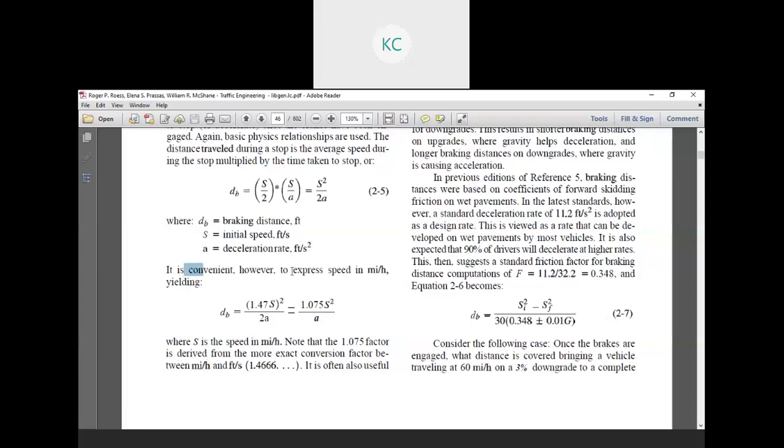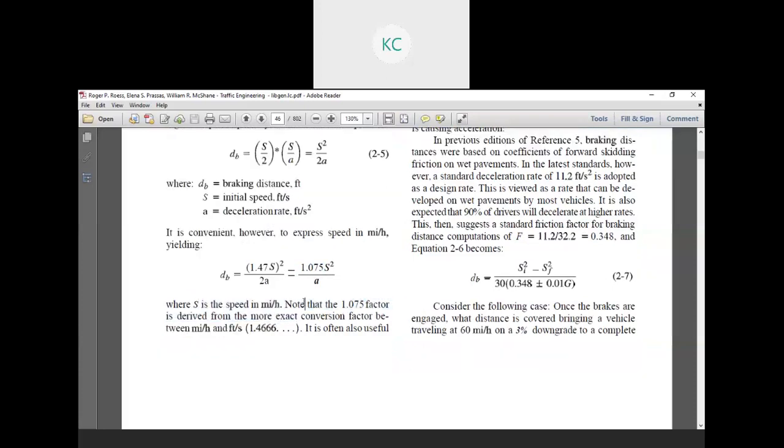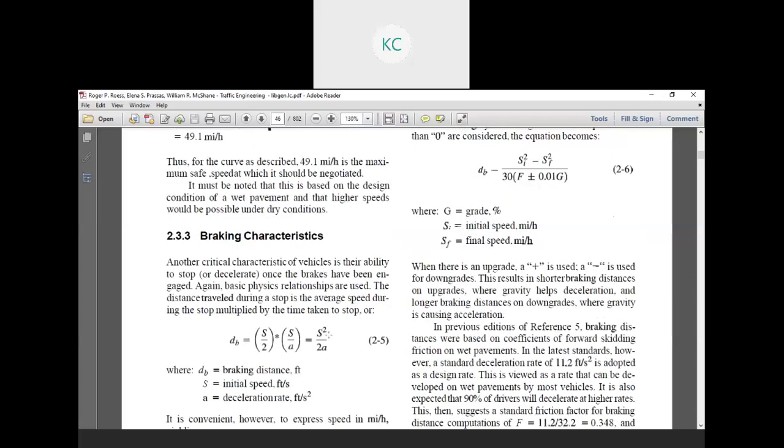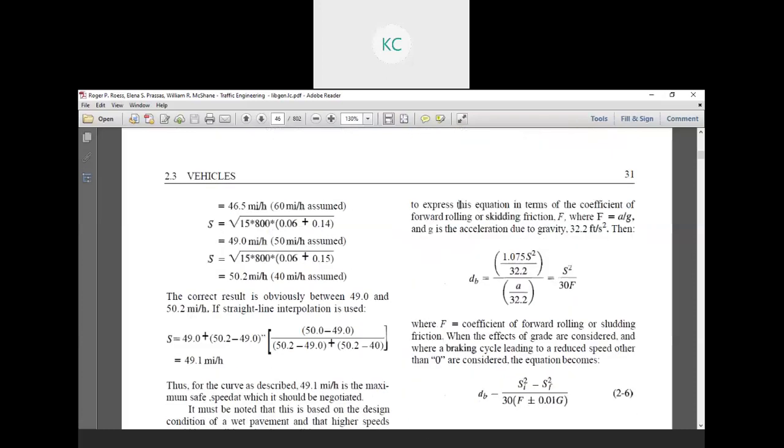For convenience, to express speed in miles per hour, dv is equal to 1.075 s square upon a, where s is the speed. Note that the 1.075 factor is derived from the more exact conversion factor of miles per hour to feet per second. To express this equation in terms of the coefficient of forward rolling or skidding friction, where f is the coefficient, dv is equal to s square upon 30f.